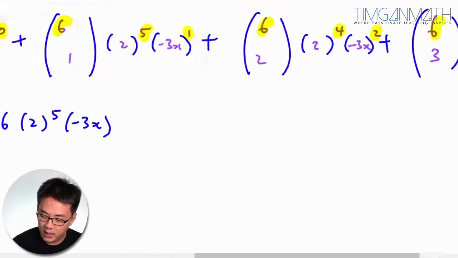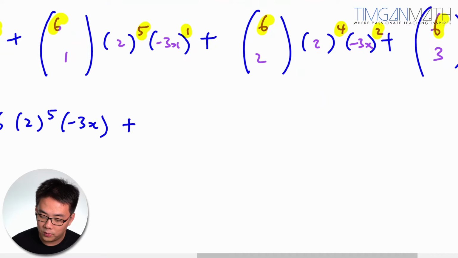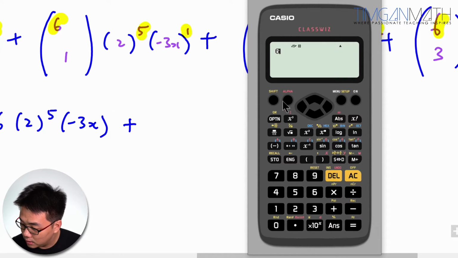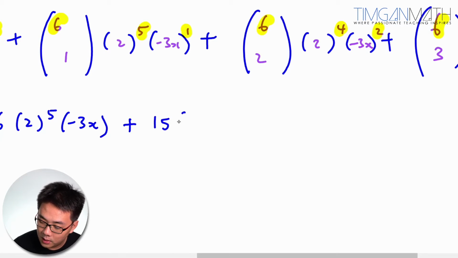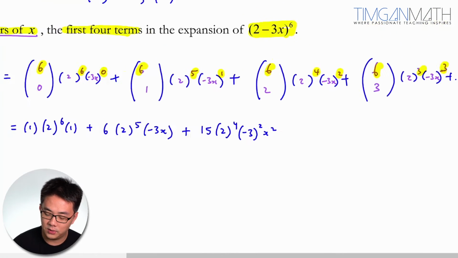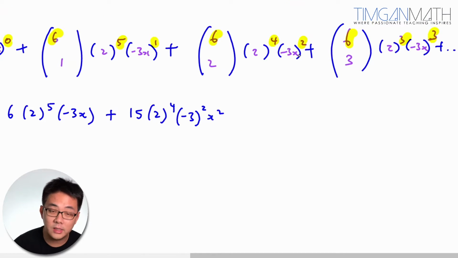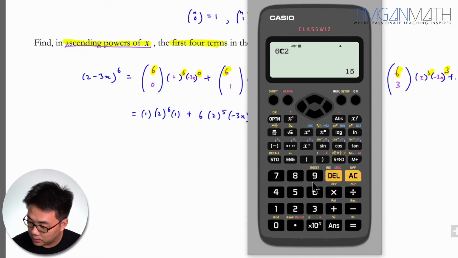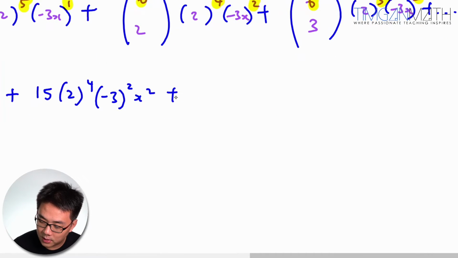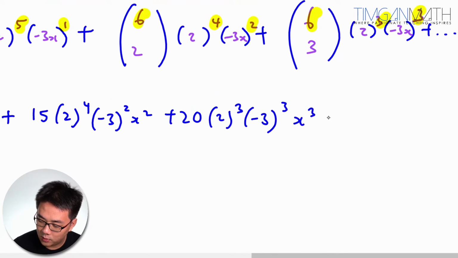Next is 6 choose 2. We'll just go to the calculator. 6 choose 2 will be 15, times 2 to the power of 4, and negative 3 squared, x squared. I'm just separating the square. This is just typical indices that we learn in E-math. Now 6 choose 3, also key in the calculator. This will be 20, times 2 to the power of 3, times negative 3 to the power of 3, x cubed. There you go.